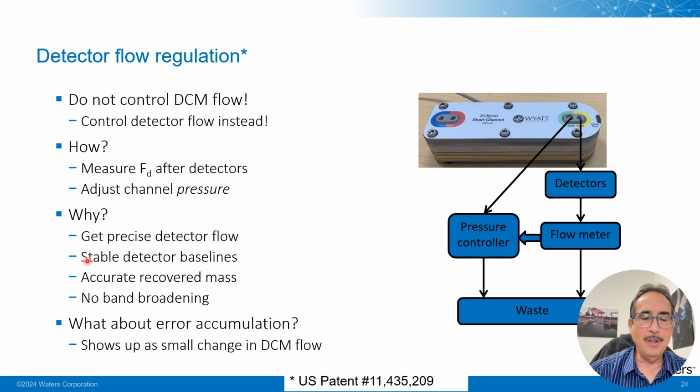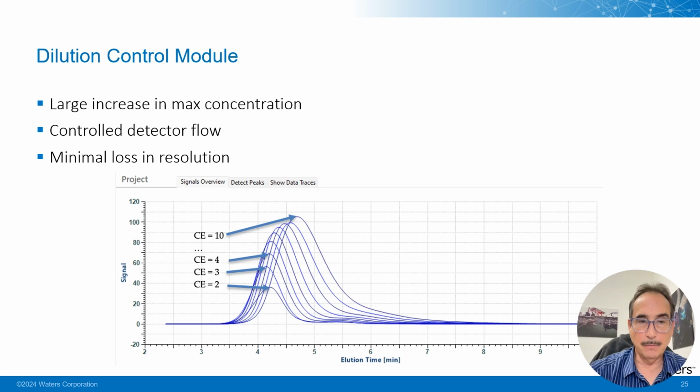The consequence is all of the analytical instruments perform better when the detector flow is very stable. So we get more stable detector baselines, we get accurate recovered mass calculations, and because we're measuring the flow after it's been through the detectors, we don't affect the analytical measurement at all. We see no additional band broadening. And the error accumulation now shows up as a tiny change in the DCM flow, which is much less critical than a tiny change in the detector flow. And so we filed a patent that was granted on this control mechanism. And it makes all the difference in the world.